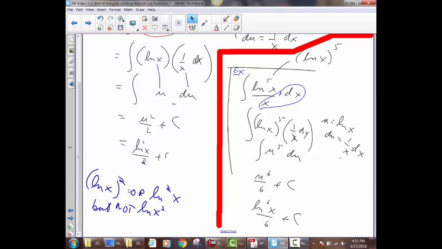Be careful here. The ln of x to the power of 2 is the same thing as ln to the power of 2 times x, but not the same thing as the ln of x squared.